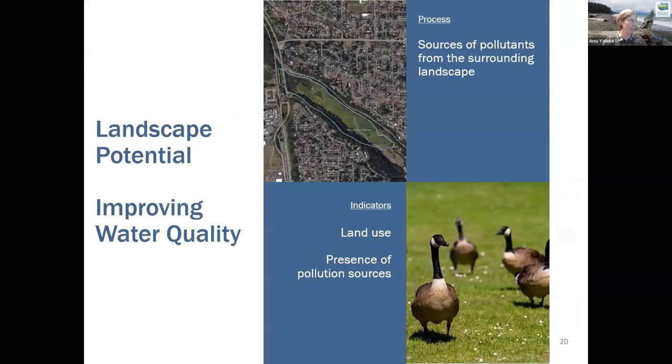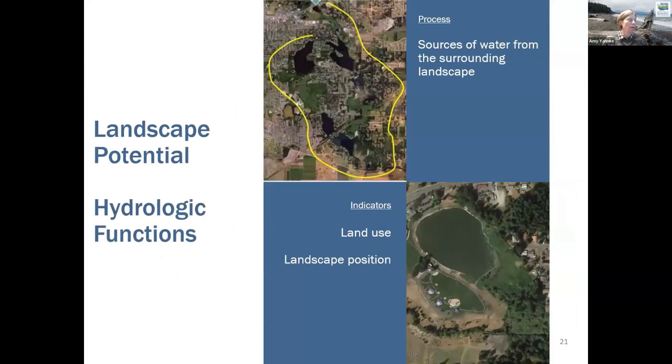the individual wetlands. So thinking about landscape potential for improving water quality, here we look at the surrounding landscape and how many sources of pollutants are coming into the wetland from that surrounding landscape. The idea here for the rating is that the more sources of pollutants are coming in, the higher the potential that wetland has to support that function. For hydrologic functions, we look at land uses that increase runoff and the relative position of the wetland in the landscape.